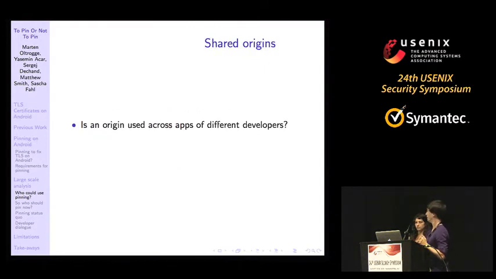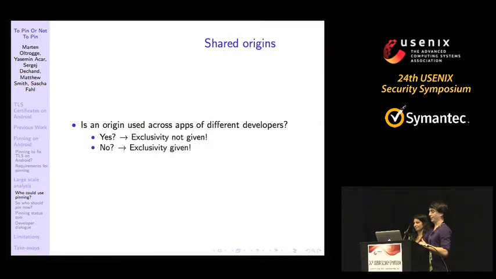We were interested in finding shared origins. In case an origin is used across apps of different developers, we think pinning is not a good idea, so we gathered all origins we could find in our app corpus. In case the origin was used across multiple apps, exclusivity is not given, and again, pinning is not a good idea. In case it is just specific to one app or two apps of a specific developer, exclusivity is given and pinning can be used.